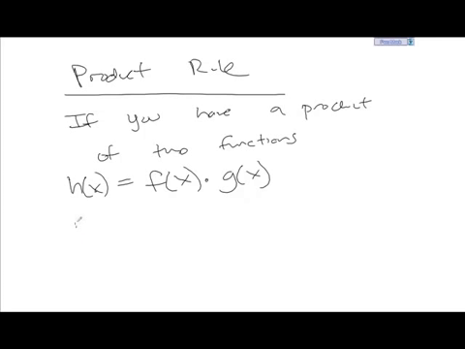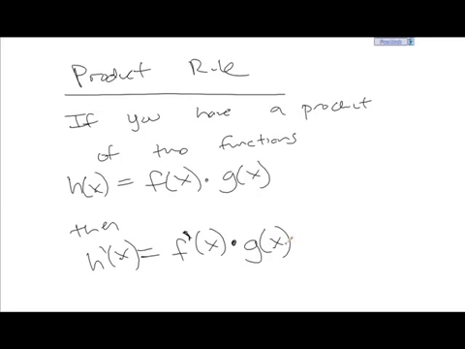Then the derivative of this guy would actually be, it looks kind of funny the first time you see it, but it's actually pretty easy to use. F prime of x, so take the derivative of f of x, multiply it by the original g of x, so don't take the prime of that guy, plus take f of x, don't take the prime of it, times the derivative of g of x. So the derivative of f times g plus f times the derivative of g. Both terms look kind of the same, except the prime goes on the other function.